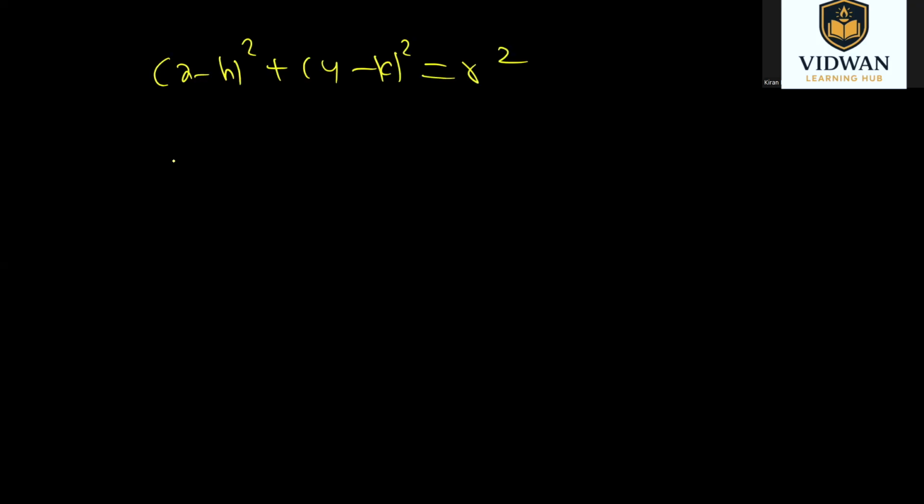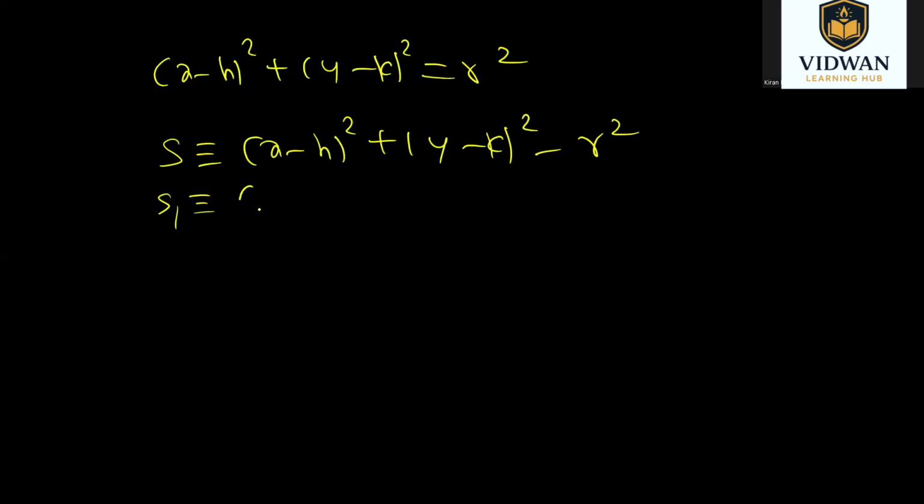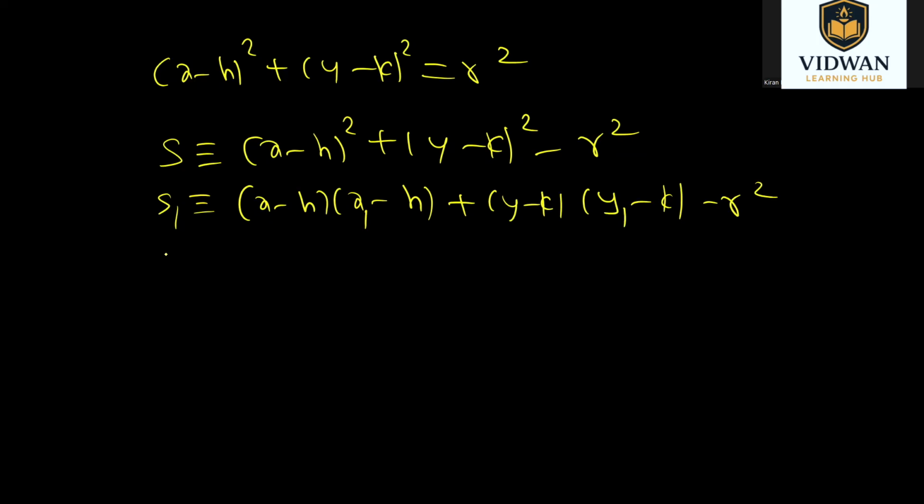And in case you want to write notation for this circle, for example, x minus h whole square plus y minus k whole square equal to r square is the circle. So you can write S as x minus h whole square plus y minus k whole square minus r square. This is called S. And S1 means write x minus h whole square as x minus h into x minus h. Write one x as x1. And similarly, write y minus k into y minus k. Write one of the y terms as y1. That is called S1. Similarly, S2 would be x minus h into x2 minus h plus y minus k into y2 minus k minus r square.